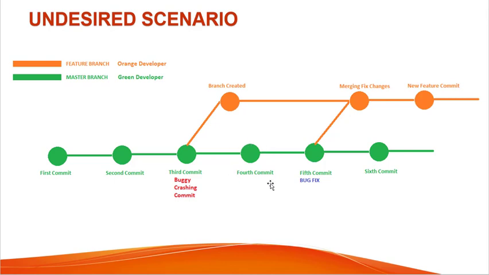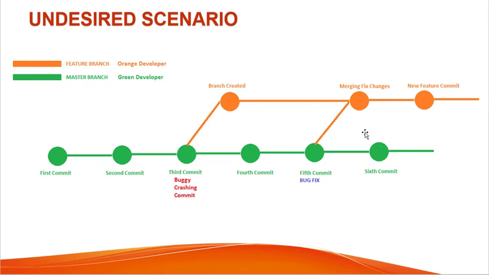And the green developer, what he is doing is he is making a bug fix in the fifth commit. But this bug could be a very hard bug to resolve and it may take, for example, 5 days. And during this 5 days, the orange developer will not be able to make any commits because the buggy code restricts the orange developer from making new changes. In this case, the orange developer needs to wait until the bug fix is resolved and then he needs to merge the bug fix changes into his own branch in order to resolve the error. After this point, the orange developer will be able to develop the new feature.